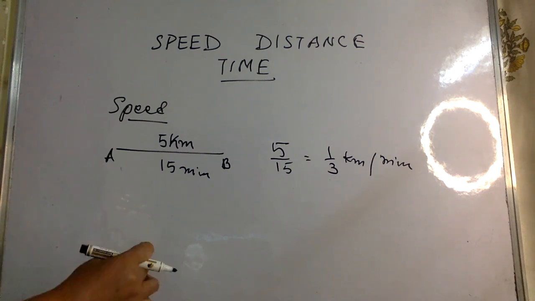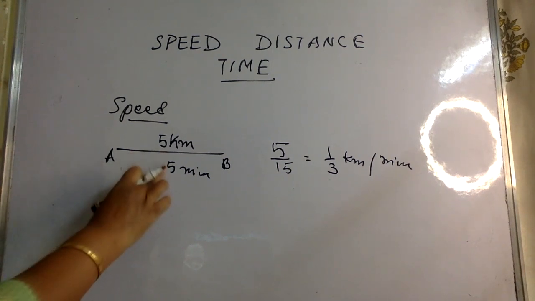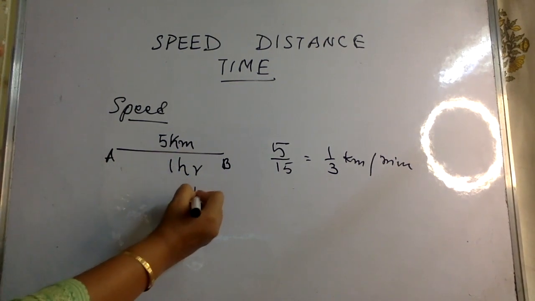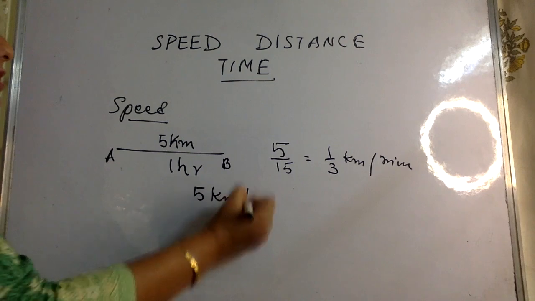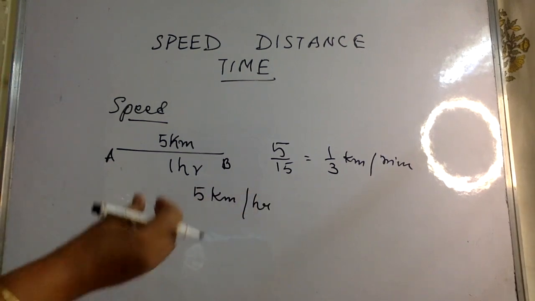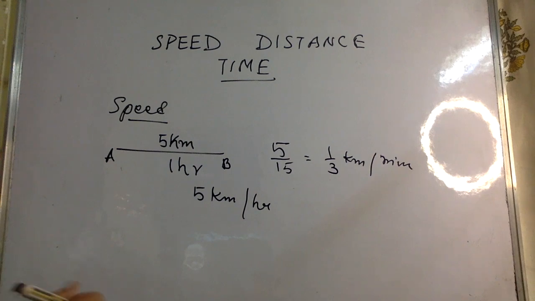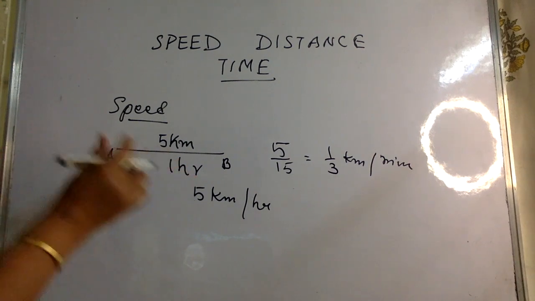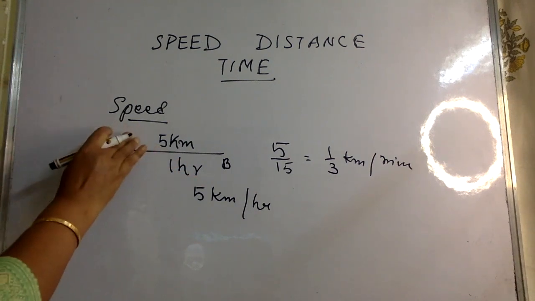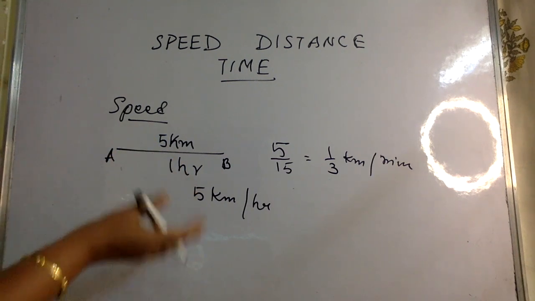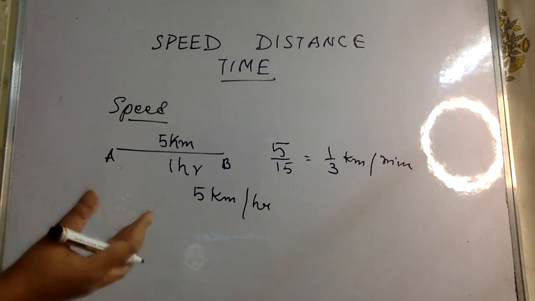Now if you are taking, let's say, 1 hour to go this much, then your speed becomes 5 kilometers per hour. Similarly, we can also get it in seconds. So it simply means in 1 hour how much we are going, or in 1 second how much we are going, or even in how many minutes, what distance we are going.